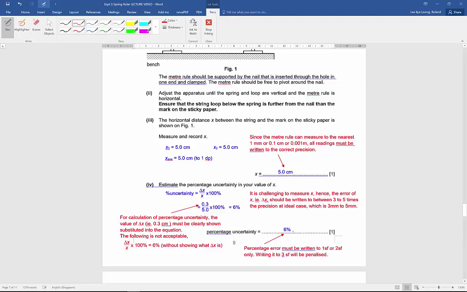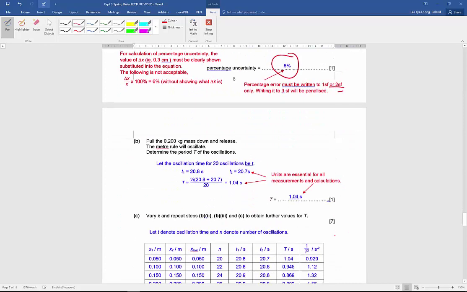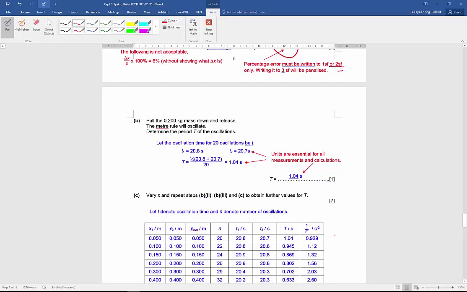Finally, the percentage error must be written to 1 or 2 SF. If you write to 3 SF, you will be penalized. If there's no unit, which is percent, you will be penalized. Okay, so look at my presentation here. Let the oscillation time for 20 oscillations be small t. So it is very clear what small t is and what the number of oscillations is. It's very clear that this 20 is the number of oscillations. So my final answer is 1.04 seconds.